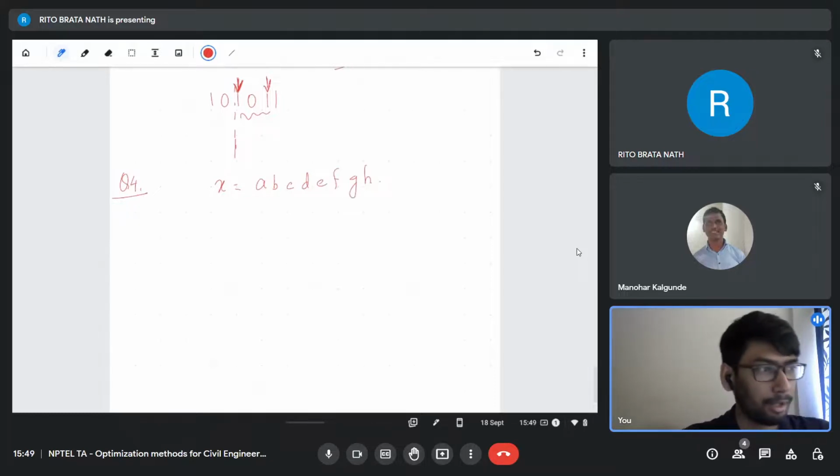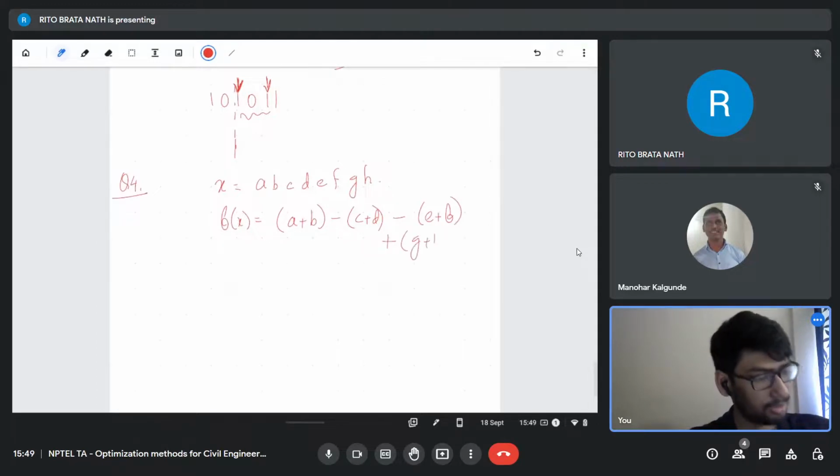So now the fitness of an individual X is written as A plus B minus C plus D. I'm just flipping it around. Suppose this is minus C plus F plus G plus H. So this is how you can calculate your fitness.